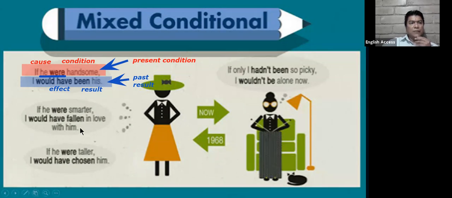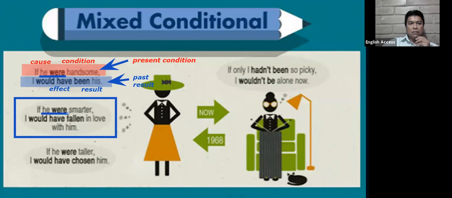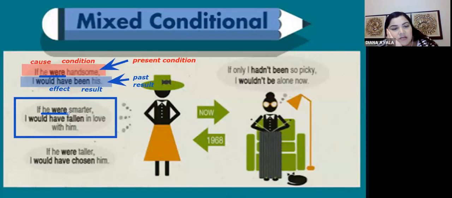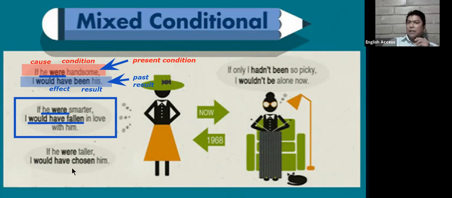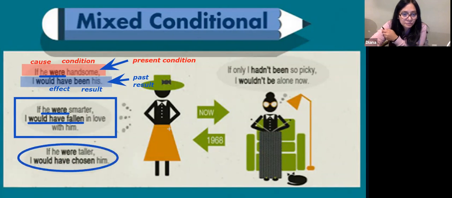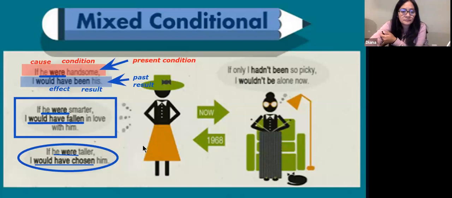On the next example, can you help me, please, David? If he were smarter, I would have fallen in love with him. We have the same scenario. If he were smarter, what is that? A present condition. And then? With a past result. Very good. Let's see. Diana Sanchez, can you help me with the next one, please? If he were taller, I would have chosen him. I think it's the same. Present condition, and would have chosen is the past result. Very good.